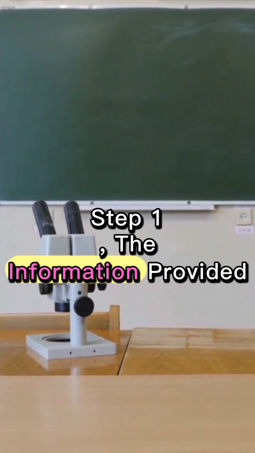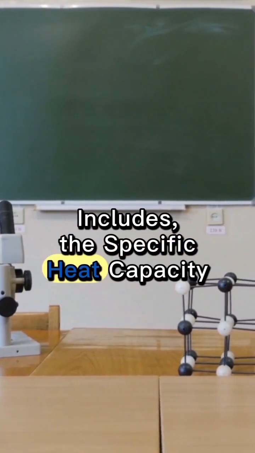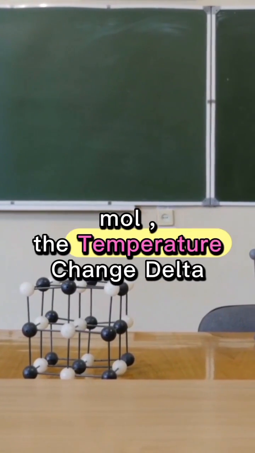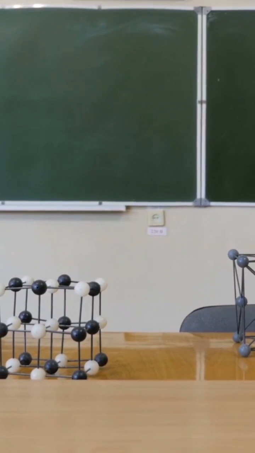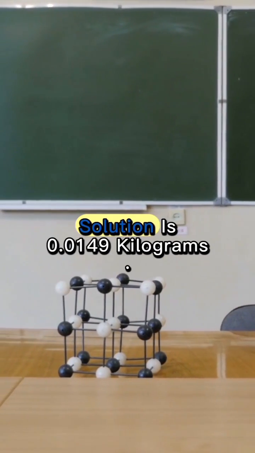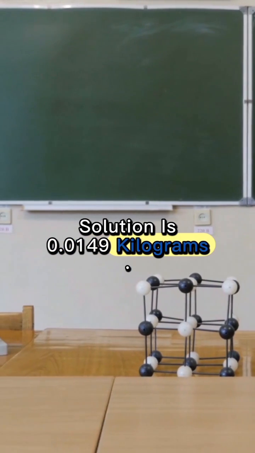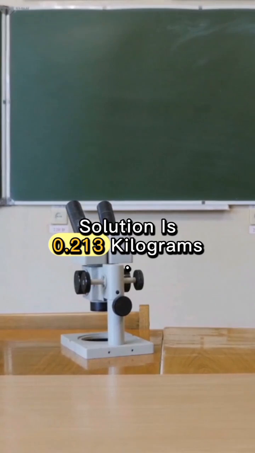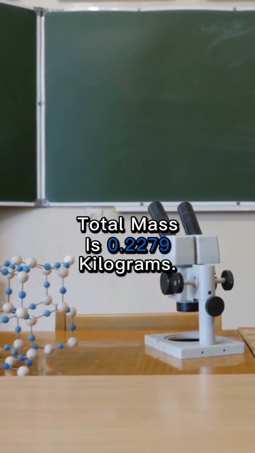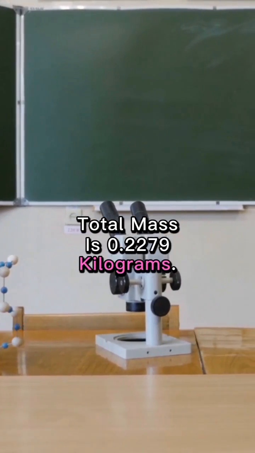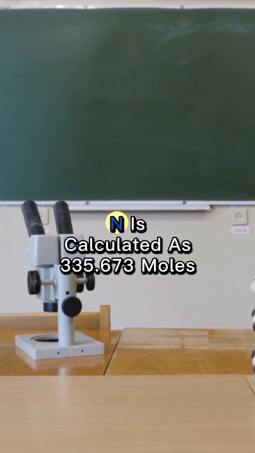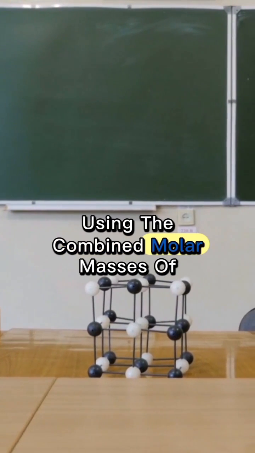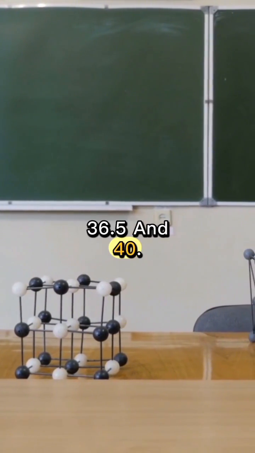Step 1. The information provided includes the specific heat capacity Cp, which is minus 57 kJ/mol. The temperature change ΔT is 3 Kelvin. The mass of the hydrochloric acid solution is 0.0149 kilograms. The mass of the sodium hydroxide solution is 0.213 kilograms. Total mass is 0.2279 kilograms. Additionally, the number of moles N is calculated as 335.673 moles using the combined molar masses of 36.5 and 40.